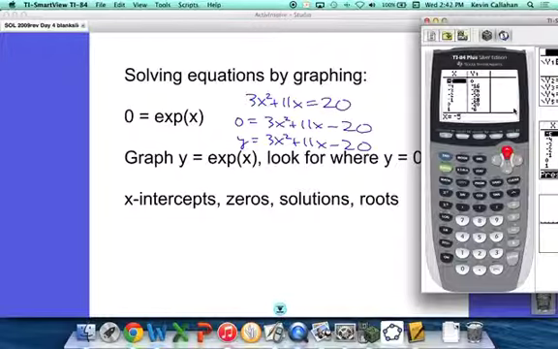Now the other solution, it looked like it might be around 1. So if I check 1, second table, it does not look like it's at 1. Right? There's no 0 there.